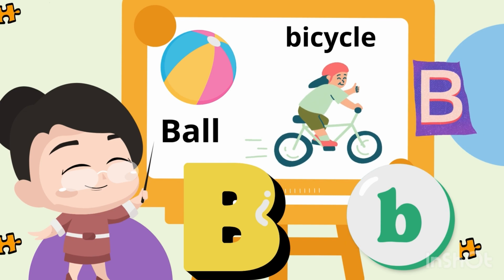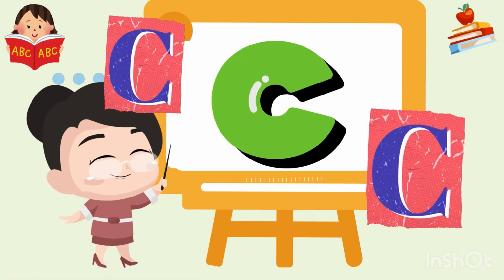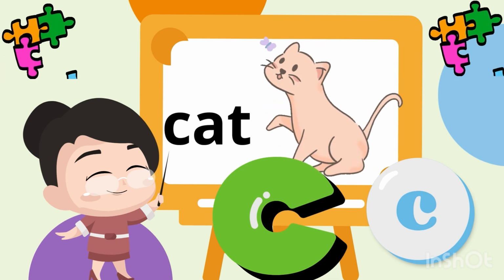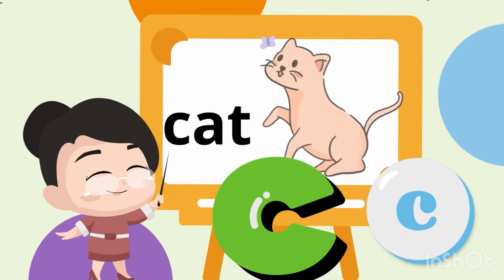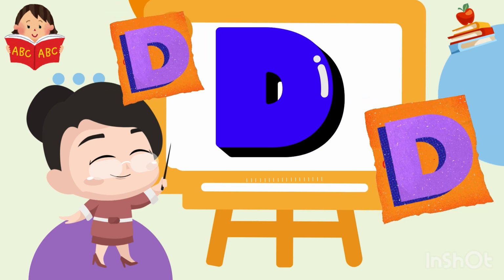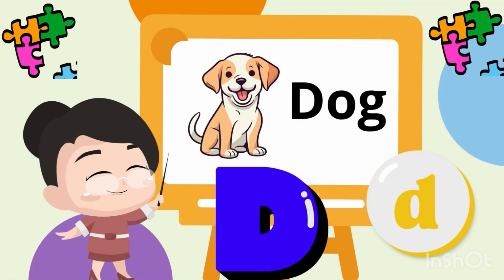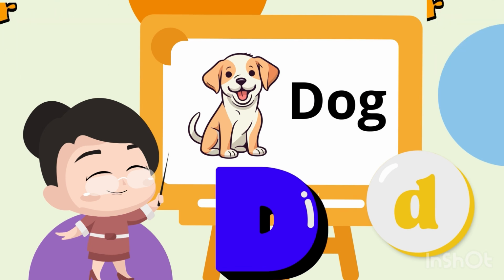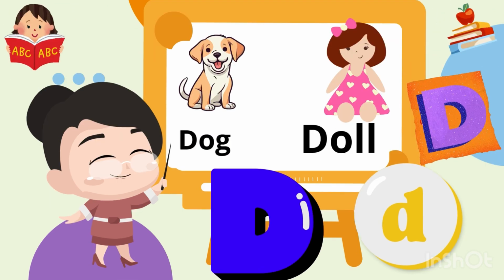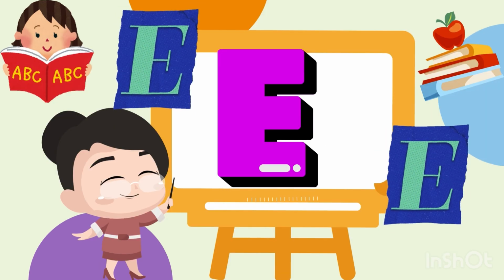C is for cat. C is for clock. D is for dog. D is for doll.